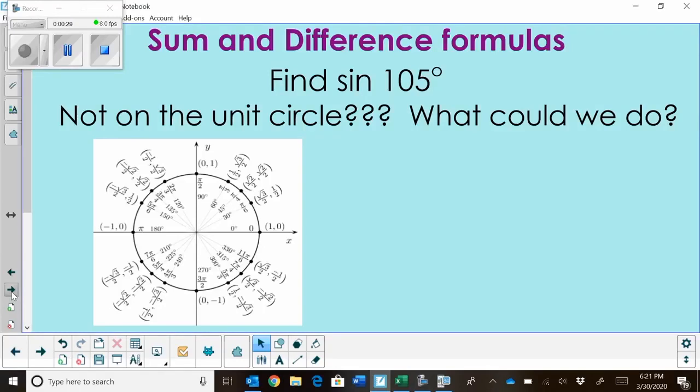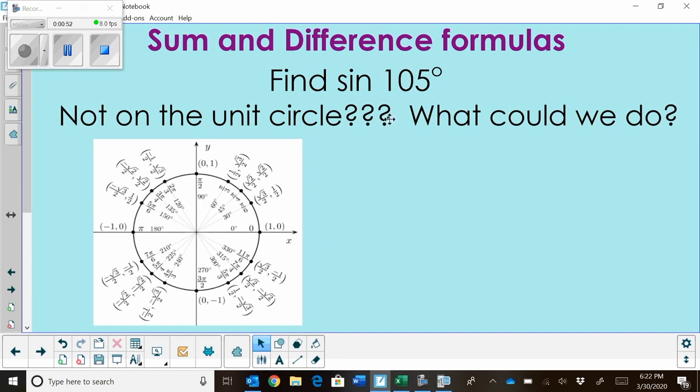Okay, here's our sum and difference formulas. So, what if we need to find the sine of 105 degrees? Well, 105 degrees is not on the unit circle, so we need to come up with a different way to calculate that. And that's why we have sum and difference formulas.